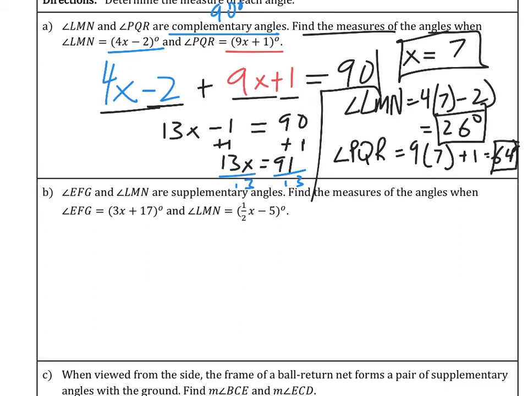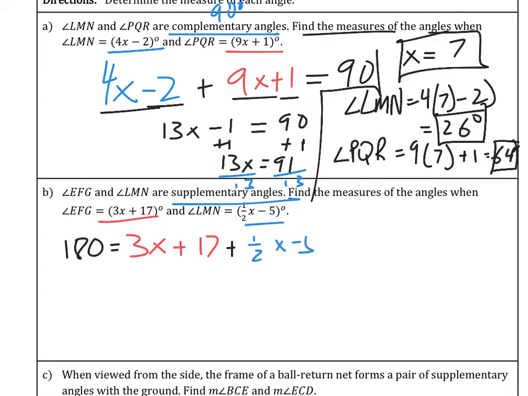All right, if we have two angles that are supplementary. Supplementary means they add to 180. So 180 is equal to these two things added up. What two things? Well, 3x plus 17, that's one angle, and the other angle, 1/2 x minus 5.